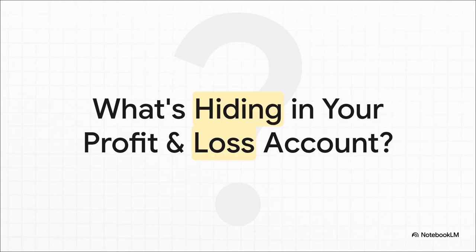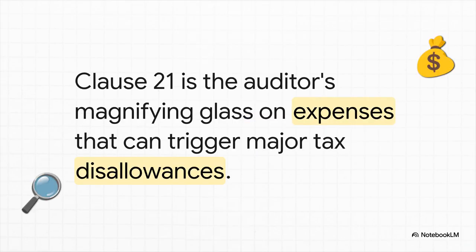And when you're doing an audit, Clause 21 is pretty much your treasure map, or maybe a mine detector. It's the part of the audit that makes you comb through every single expense, looking for those items that just aren't allowed and could get flagged by the tax authorities. You can really think of it as the auditor's magnifying glass. If the P&L account is the story the company is telling about its year, Clause 21 is the part where you go in and check all the facts.